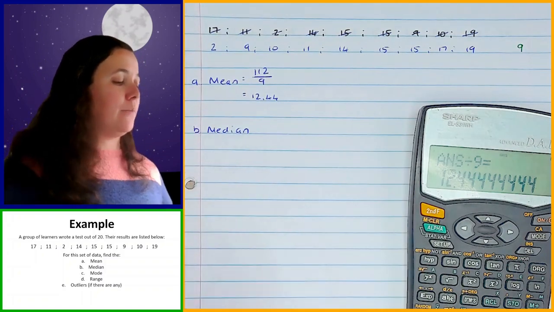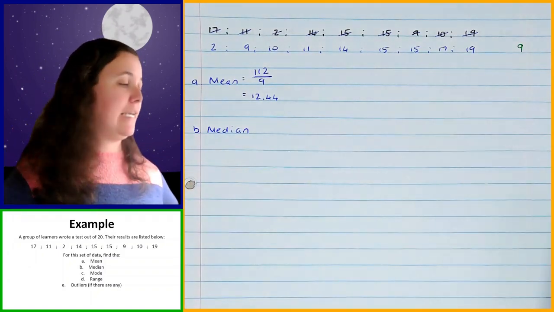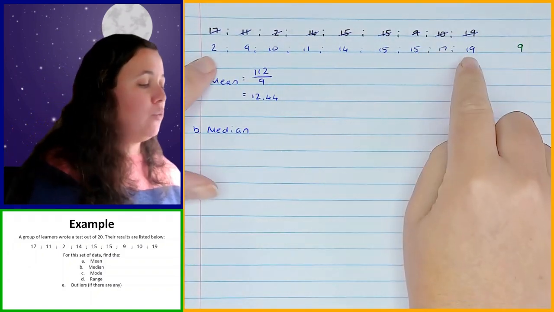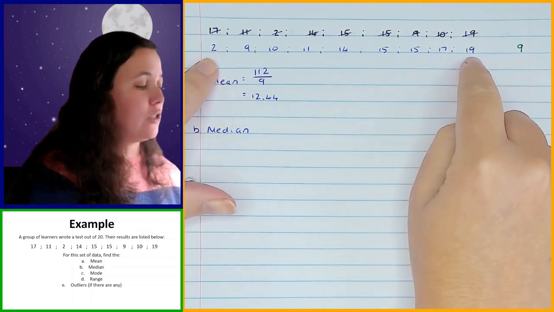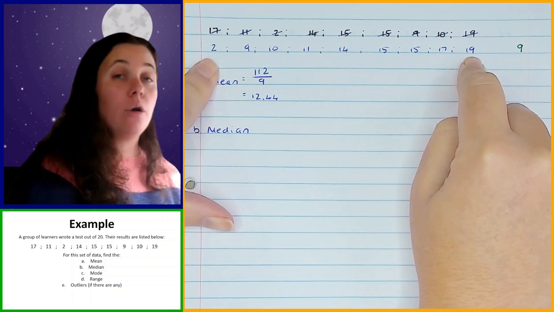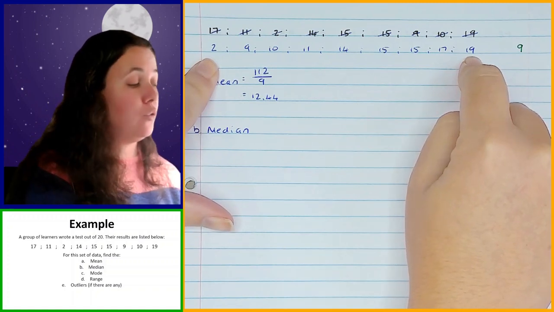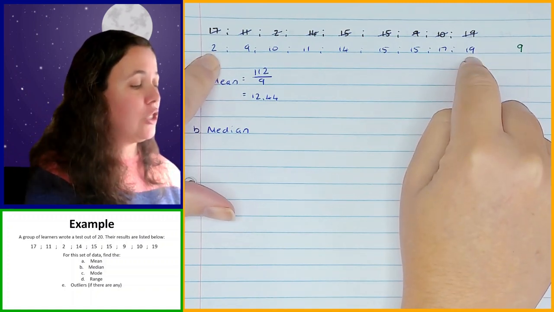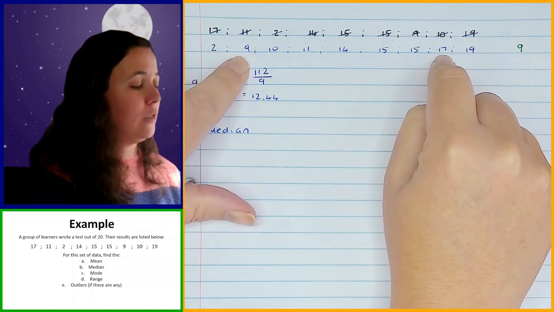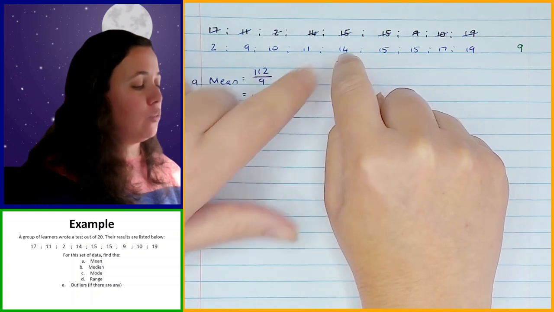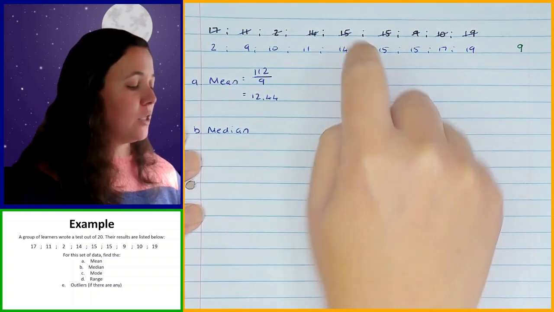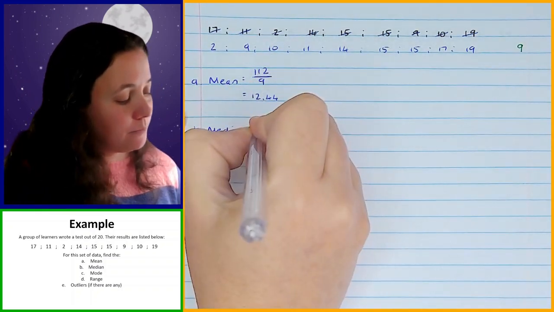Now when you are working with a small set of data, you can work out your median just by going from the outside and working your way in. So we go to the two on the very ends. Remember, it has to already be in ascending order when you're doing this. So the two on the very ends, and you just work your way in. Jump one in on both sides, one in on both sides, one in on both sides, until I get to the middle, which is the 14 over here. So my median is 14.